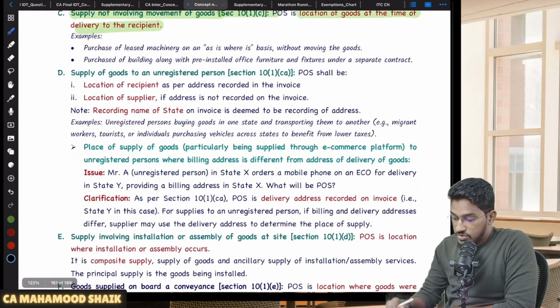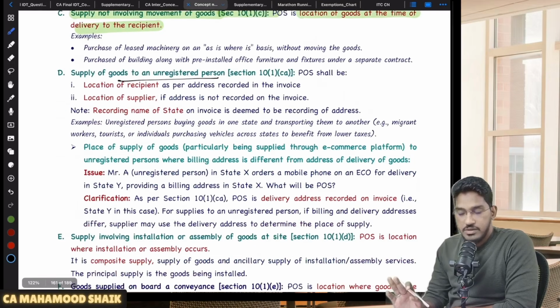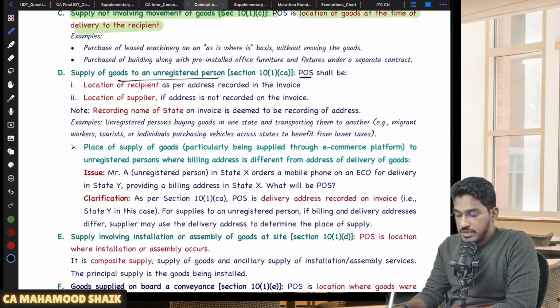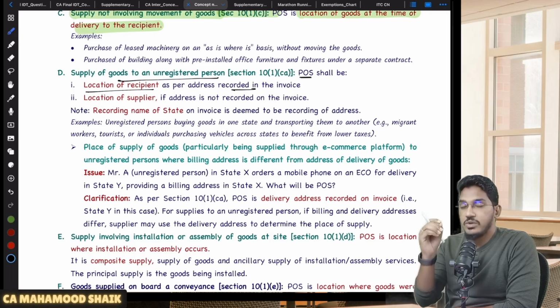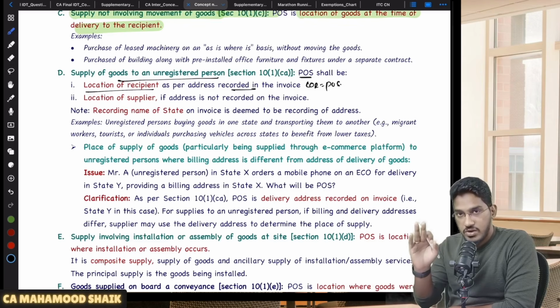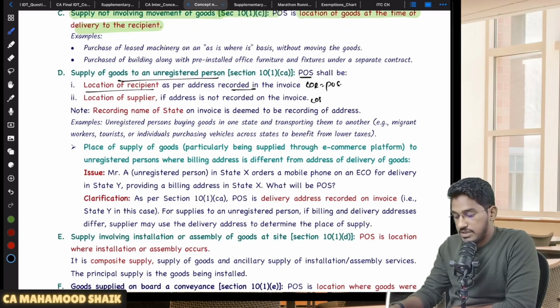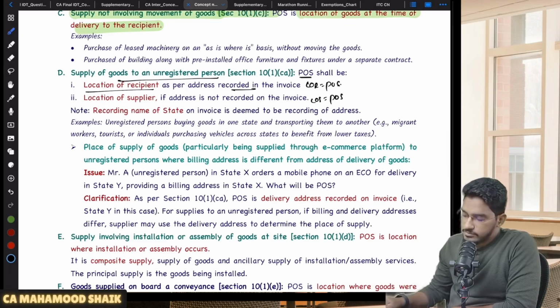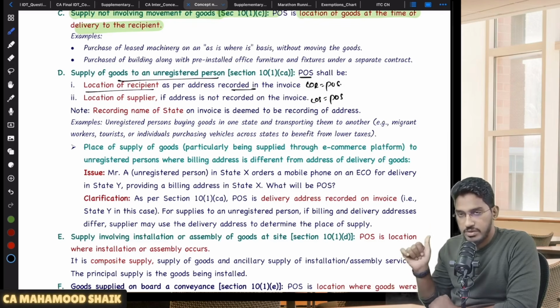Let us see. Supply of goods to an unregistered person. In that circumstance, the place of supply shall be the location of the recipient, if it is recorded on the invoice. The supplier will give an invoice, no? On that invoice, if the location of the recipient is recorded, then the location of the recipient will become the place of supply. If the address of the recipient is not recorded on the invoice, then the location of the supplier will become the place of supply. Simple rule, thumb rule, you have to remember it.